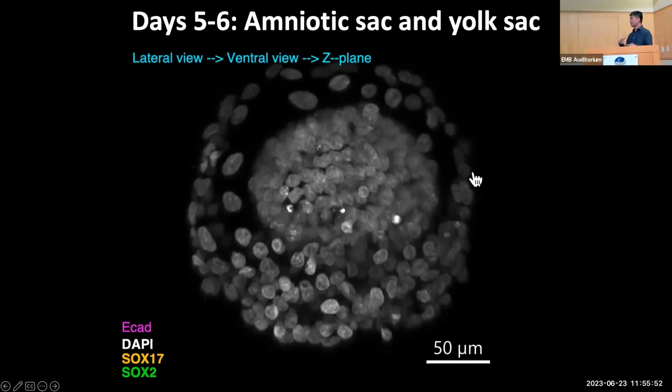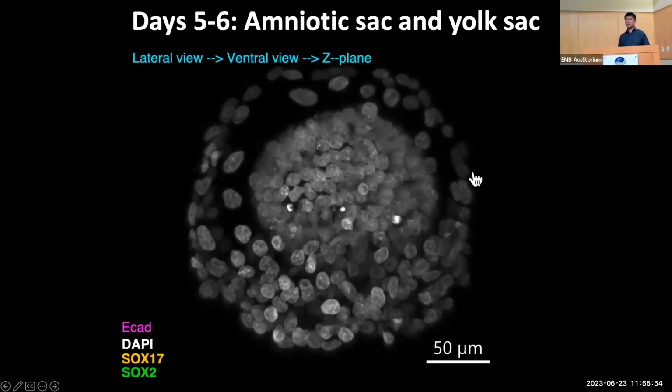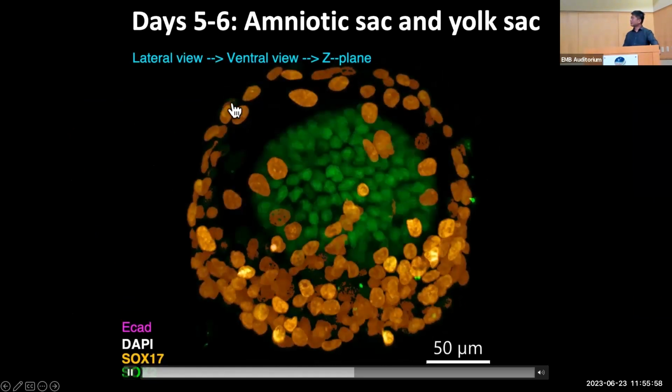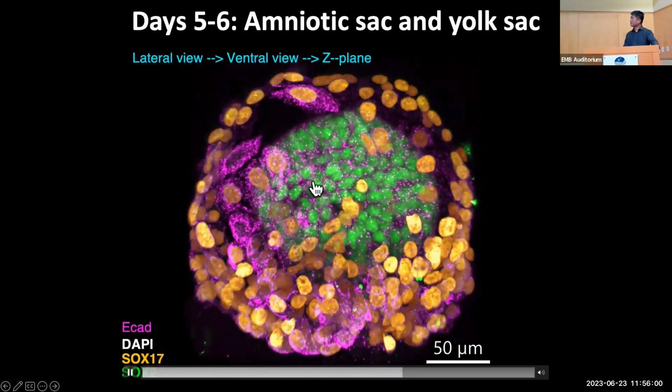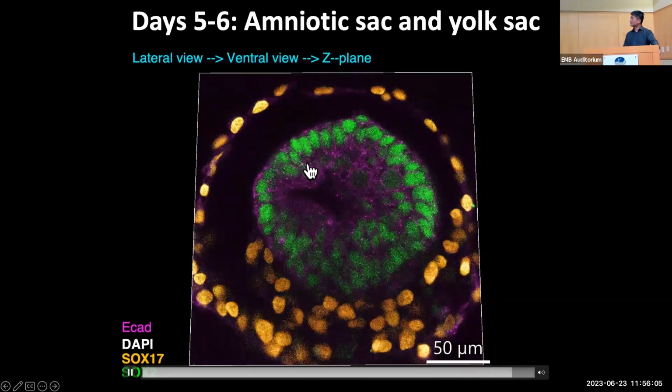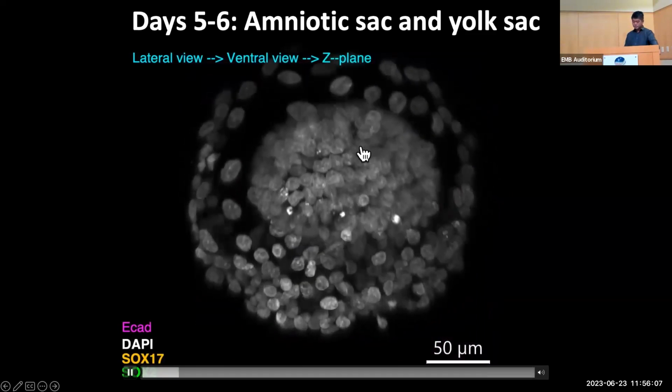So here's just the video, basically repeating what I'm showing you in the previous slides. You can see these SOX17 positive cells outside, and there are epiblast cells in the middle, and you can see this E-cadherin, which is expressed in the epiblast cells.